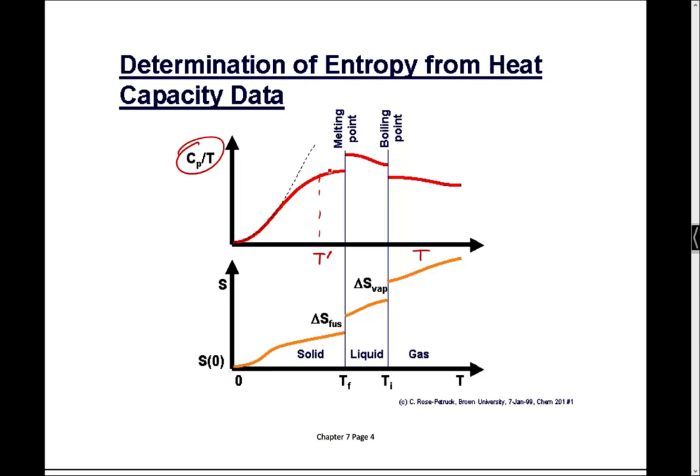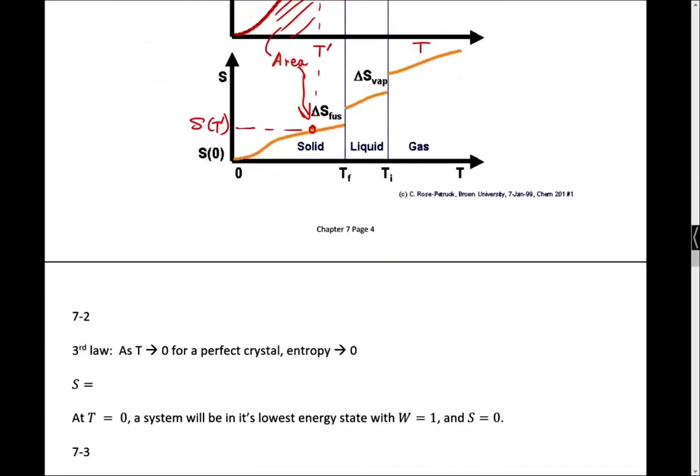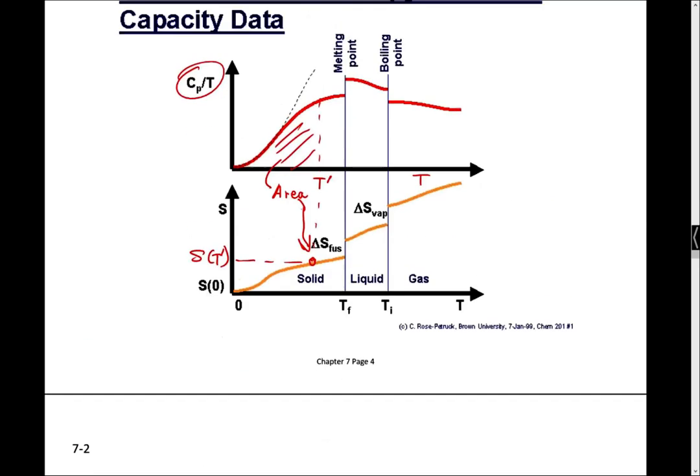So that'll be S at T prime. Does that make sense to everybody? All right. Okay, so if I want to know what the entropy of a substance is at some temperature, I need to know the zero point, S at 0, and I also need to know what the entropy change is at a phase transition. So I almost forgot to talk about that here.